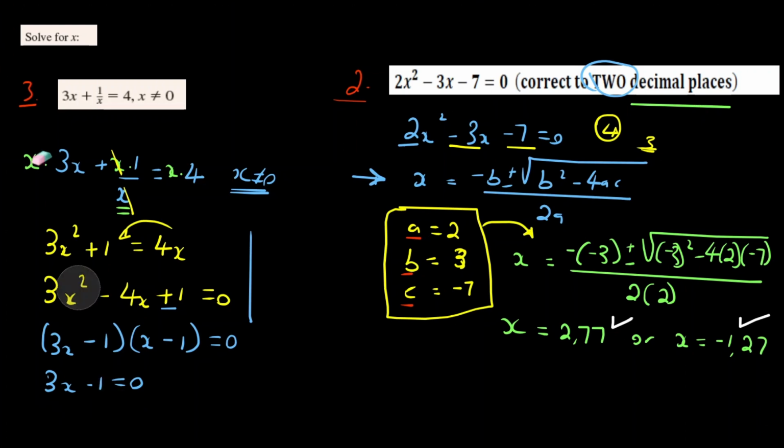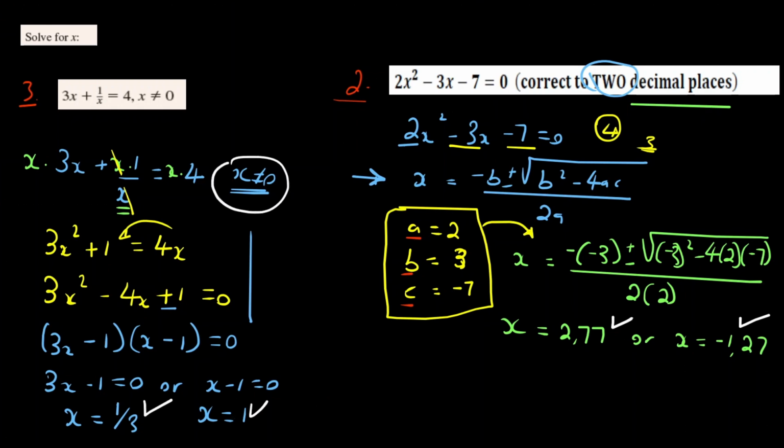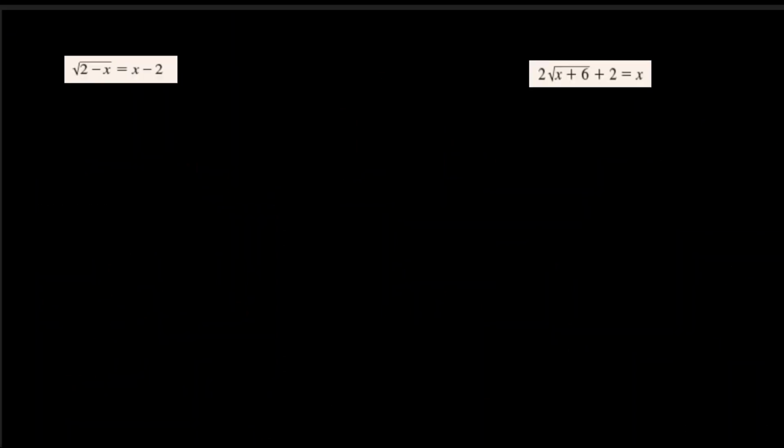So I'll just write the solution as x is equal to 1 over 3. The other solution will be x minus 1 is equal to 0, which will be x is equal to 1. So we would have calculated our two solutions, and none of these solutions is equal to 0. So we accept both solutions.